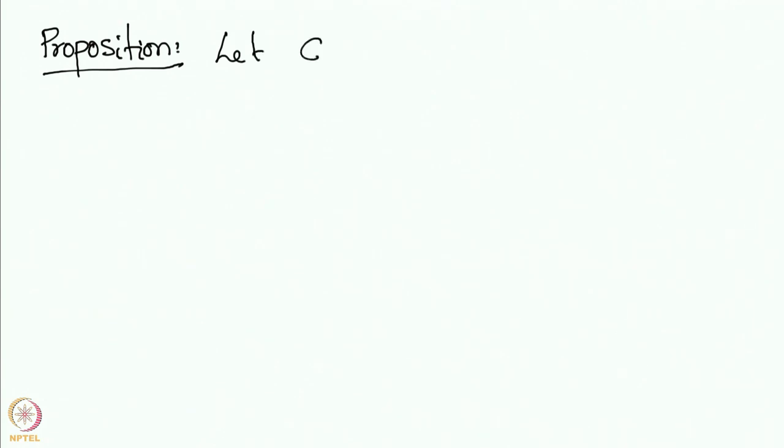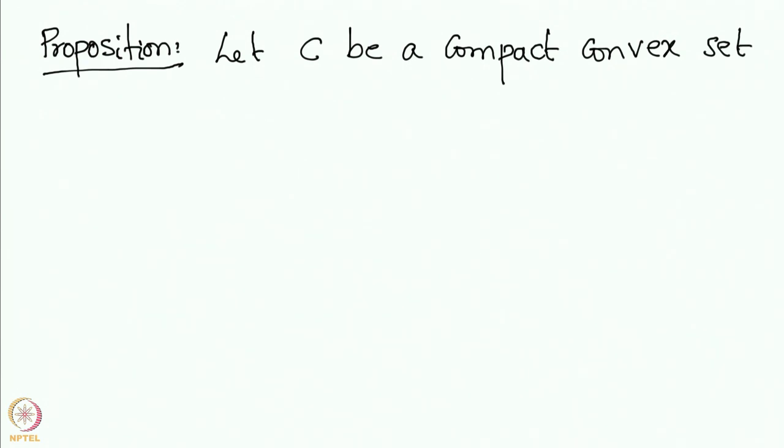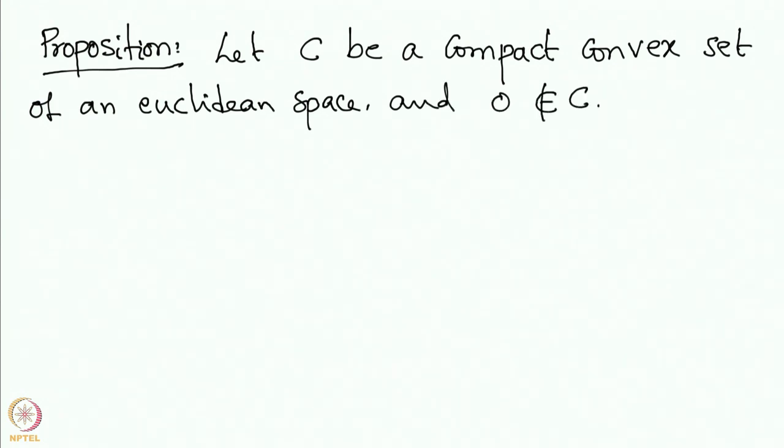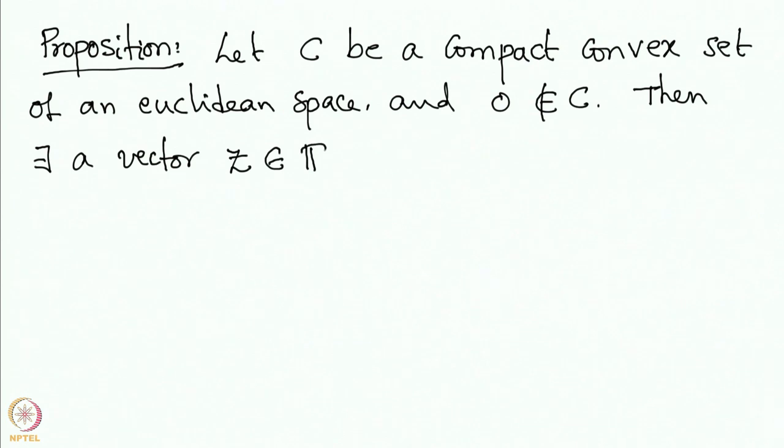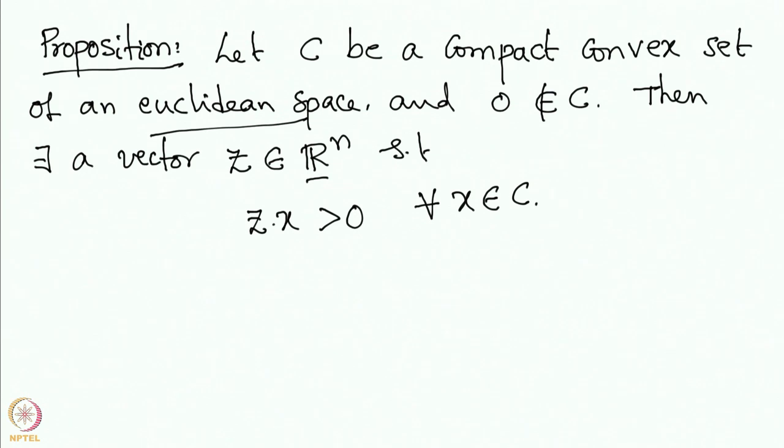Let C be a compact convex set of a Euclidean space, and we assume that 0 is not in C. C does not contain the origin. Then there exists a vector Z in Rn, where Rn is this Euclidean space, such that Z dot x is greater than 0 for all x in C.